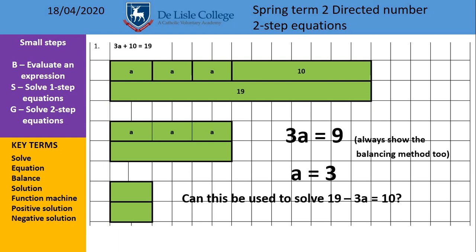Okay, and the other thing we're going to look at as well is turning some of these equations around. So 3a plus 10 equals 19. Could we also use this to show that 19 minus 3a equals 10? We should know straight away that that would give the same answer, that a equals 3. But we're going to have a look at moving around some of these bar models, and what is in effect rearranging the original equation. Does it still mean that same thing?